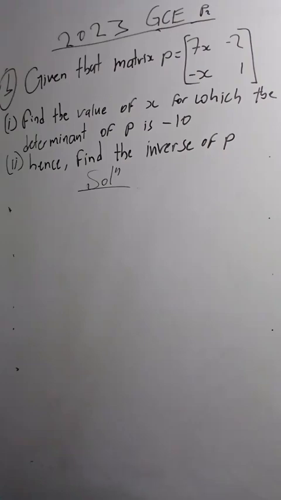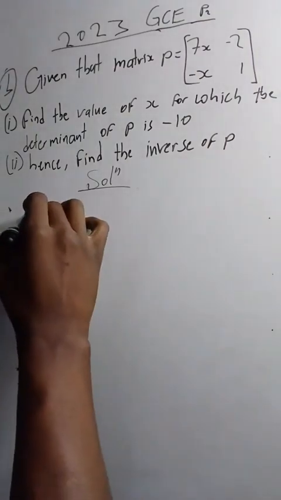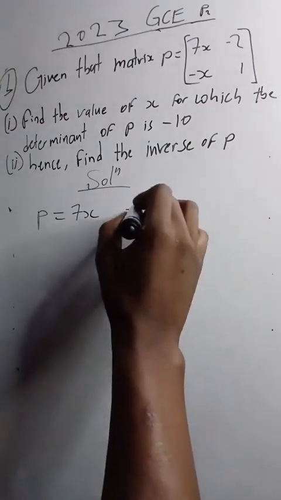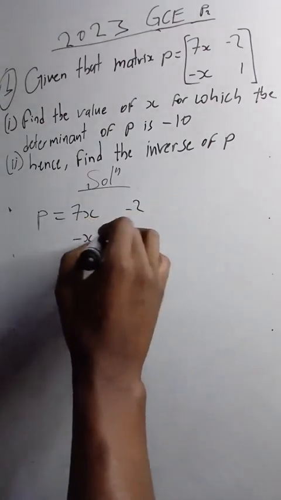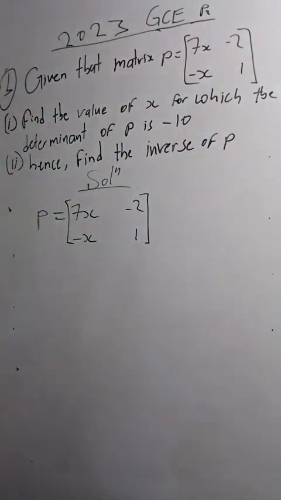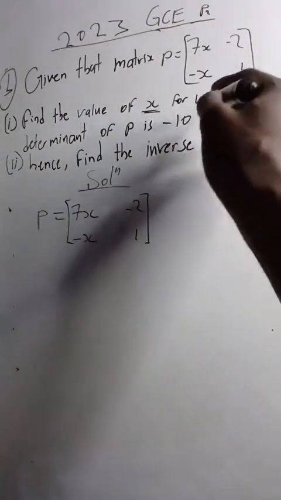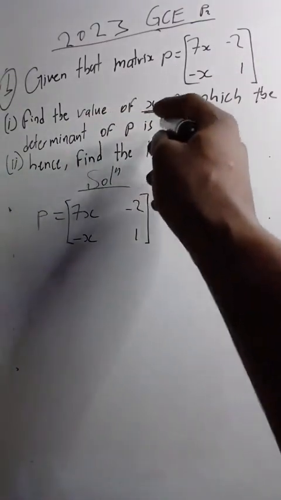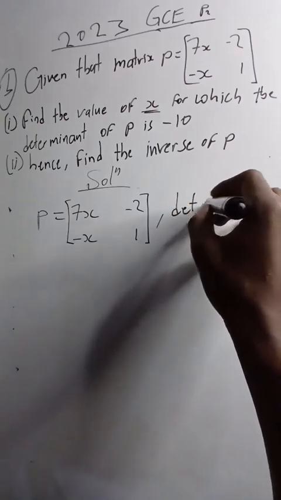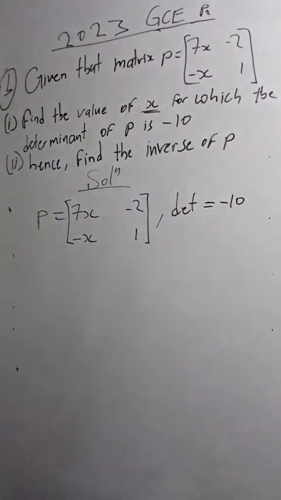We are given the matrix P. So matrix P is equal to [7x, -2; -x, 1]. As you can see, this is our matrix P, and we have been given the determinant here. Question 1: find the value of x for which the determinant of P is -10. So we are saying the determinant is equal to -10. How do we find the value of x here?